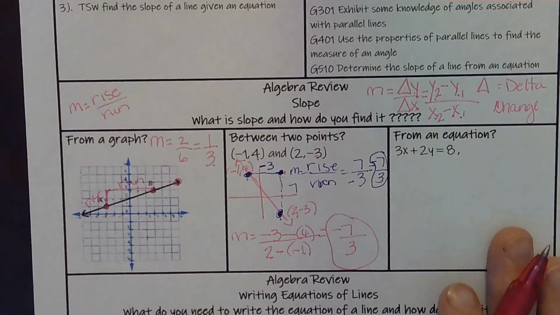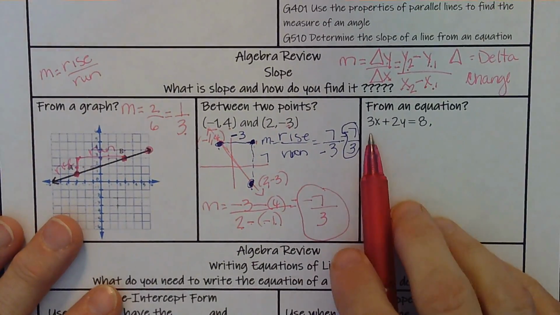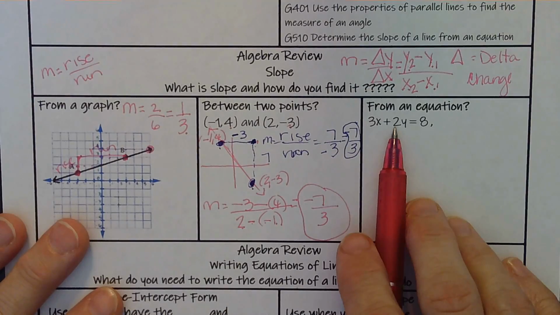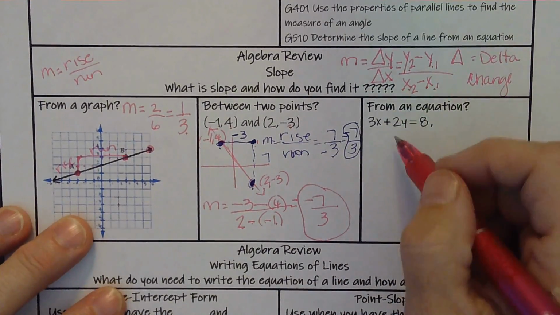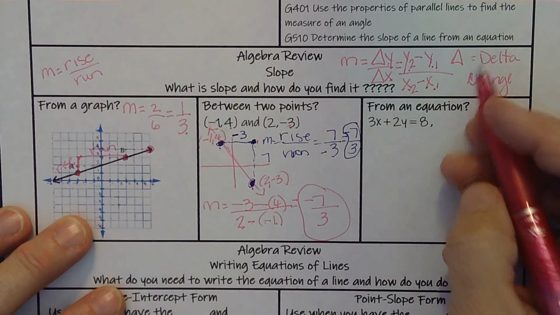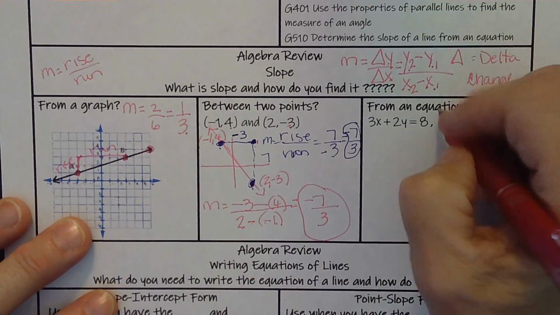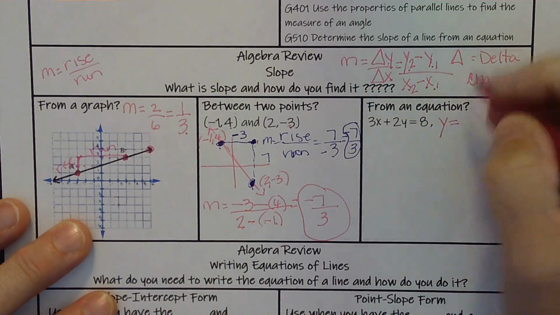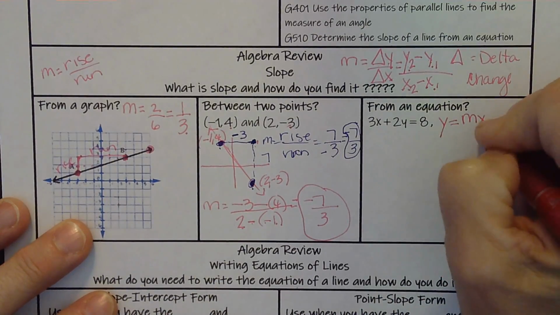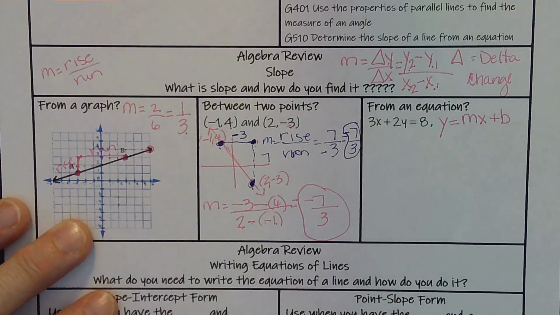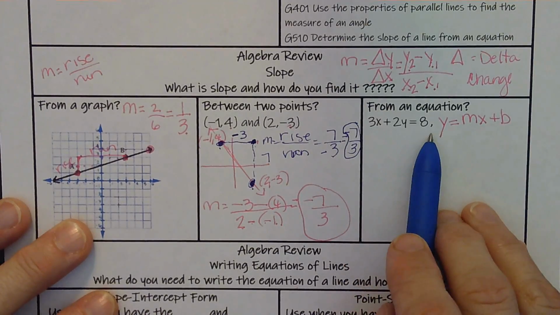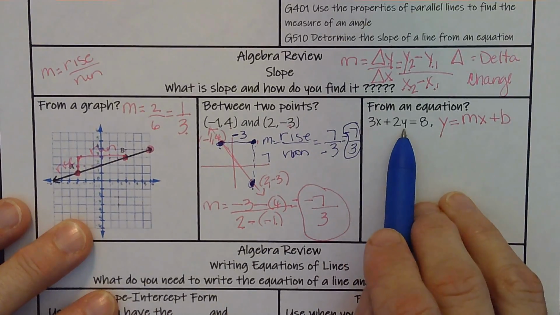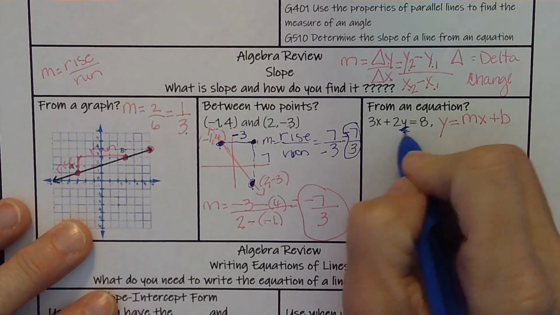All right, so how do we find the slope from an equation? Well, one of the things that you learned in Algebra 1 was to take an equation and put the equation in slope-intercept form. Slope-intercept form is y equals mx plus b. Now, to put that in slope-intercept form, that means take this equation and solve this equation for y. That means get y by itself. So this is what I want to get by itself.